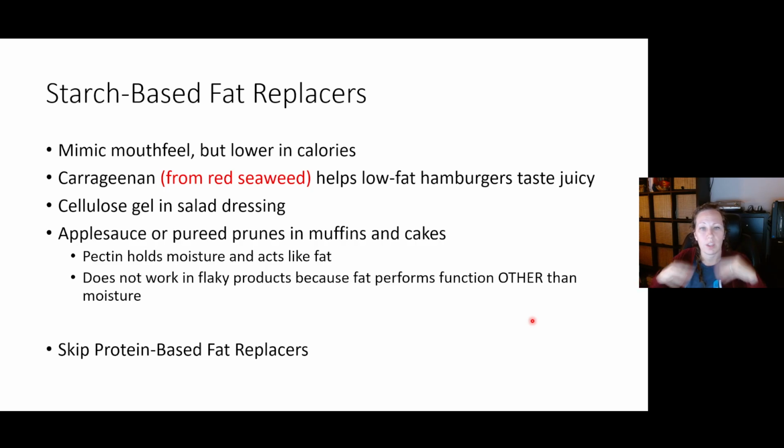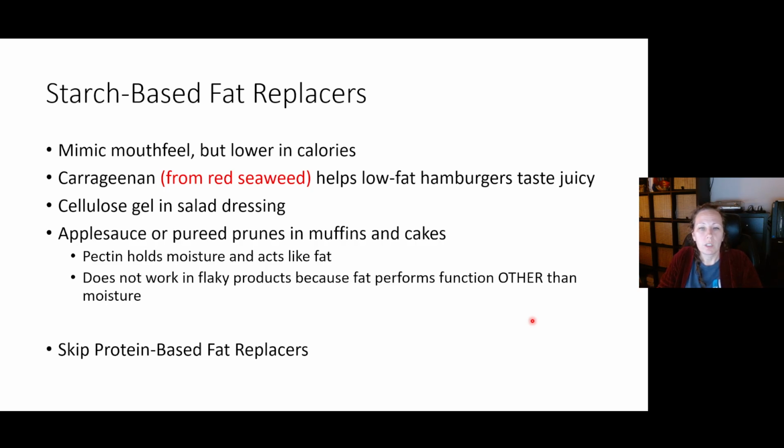And so you'll get those flavors all at once, and then after that, instead of being able to experience the flavor the entire time, it's all at once and then bland. So that is a con of starch-based fat replacers.